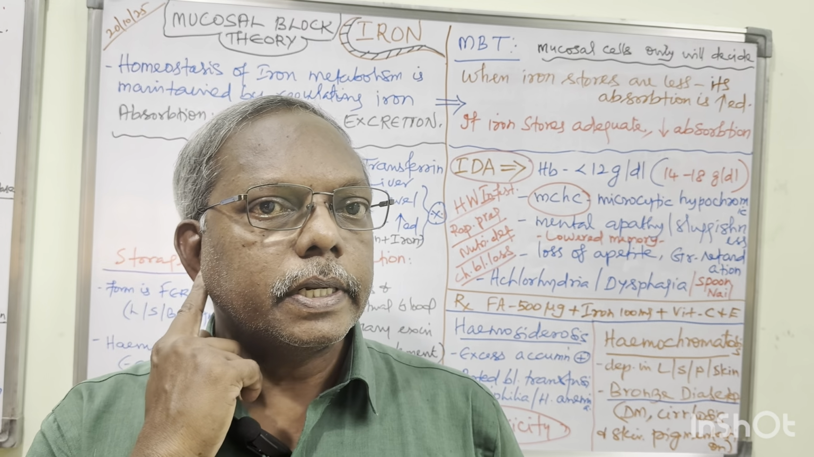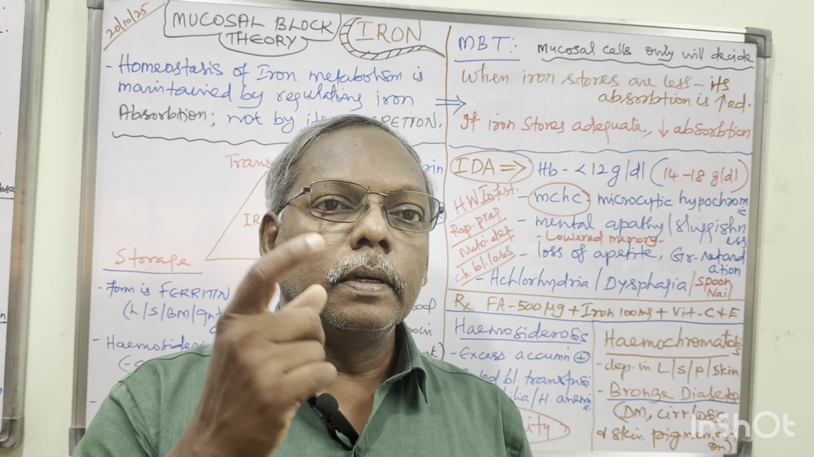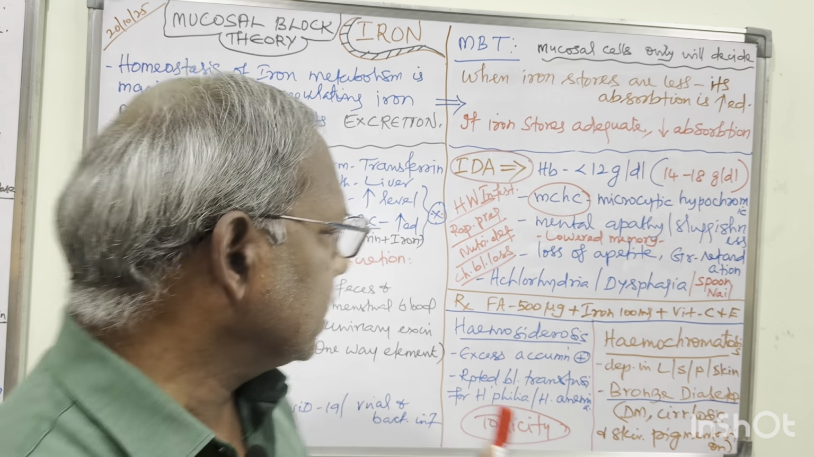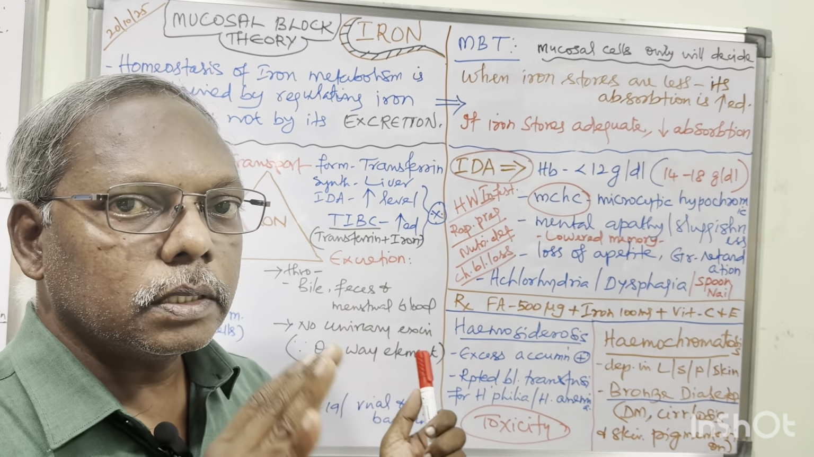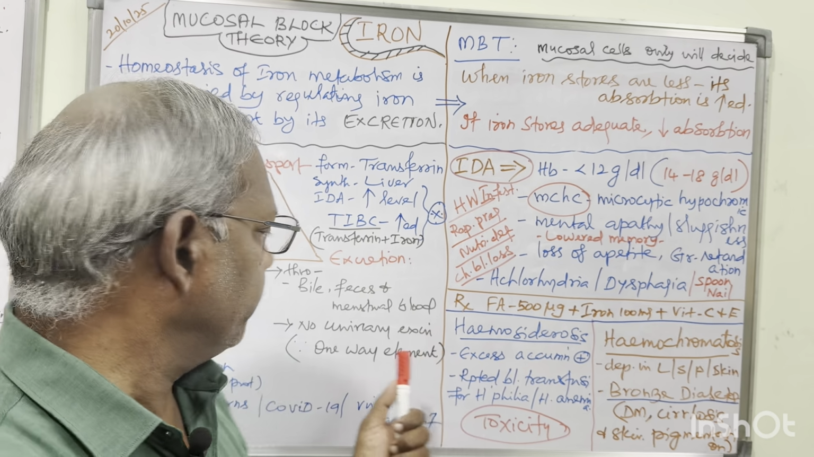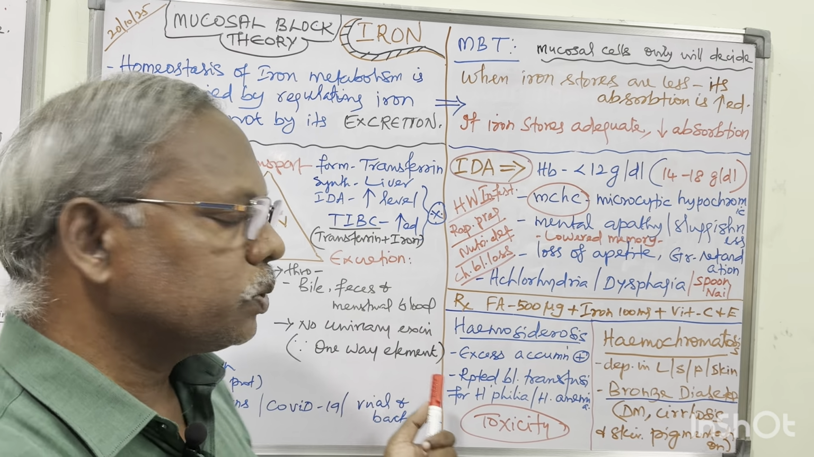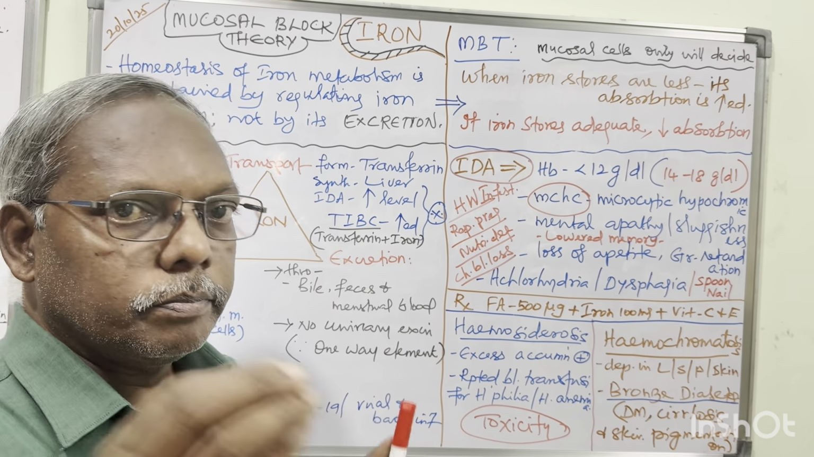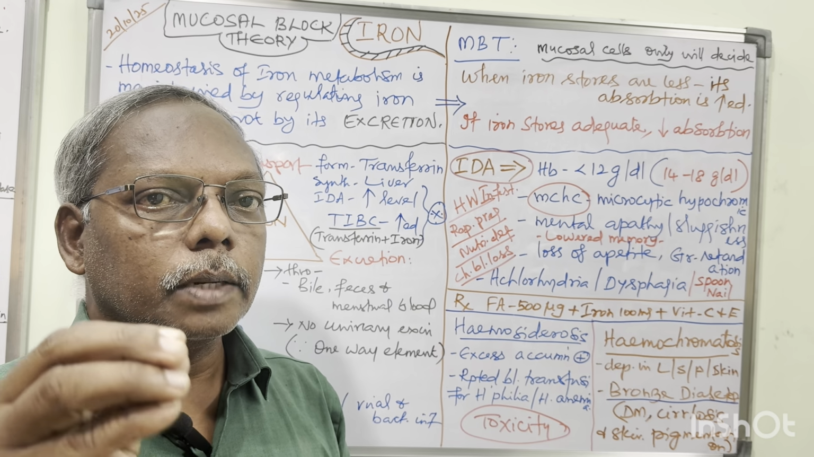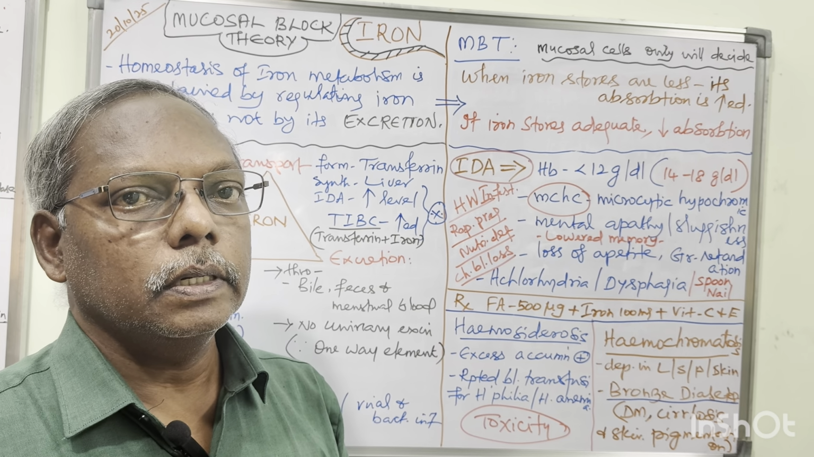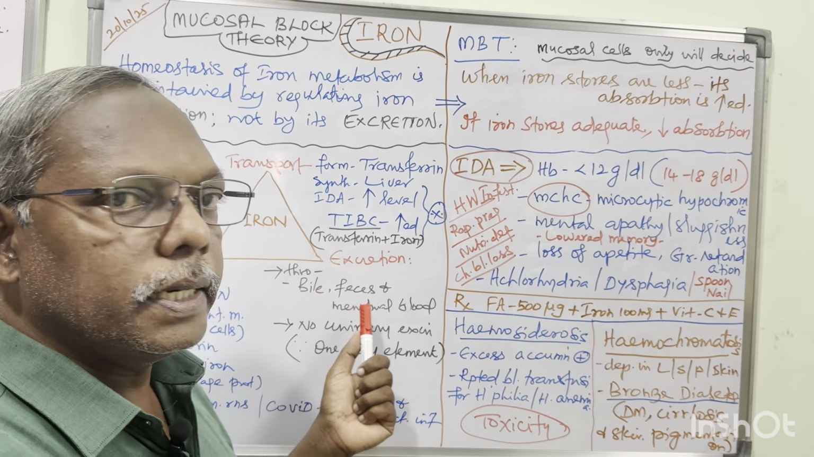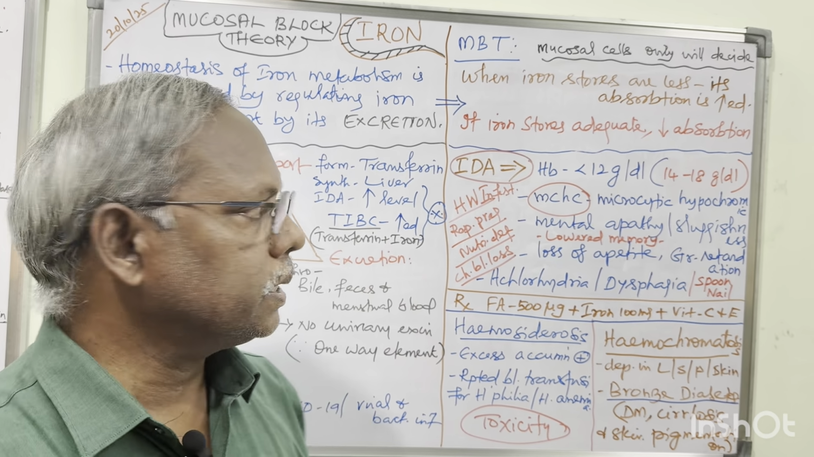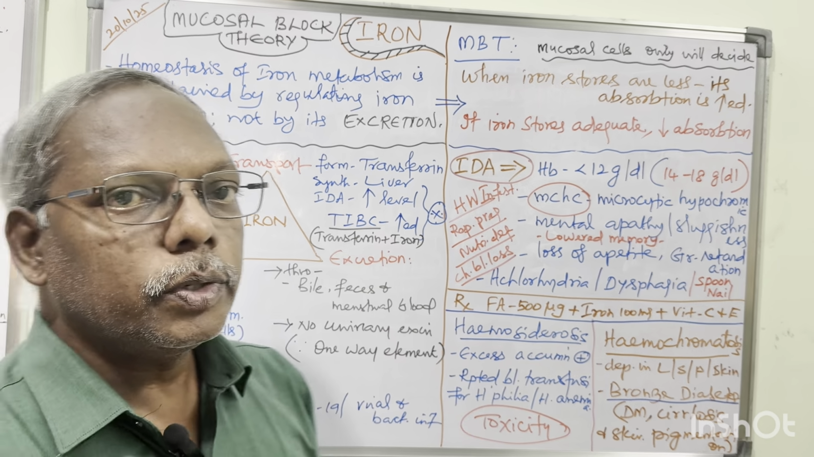Next we have 3 subtitles for this ion metabolism: transport, storage and excretion. Excretion, already I told you, is not by the kidney, that is, not in urine. So no urinary excretion, that is why it is called a one-way element. A minimum amount of iron is excreted through bile, feces and menstrual blood, right? This is regarding excretion. Coming to the storage and transport.